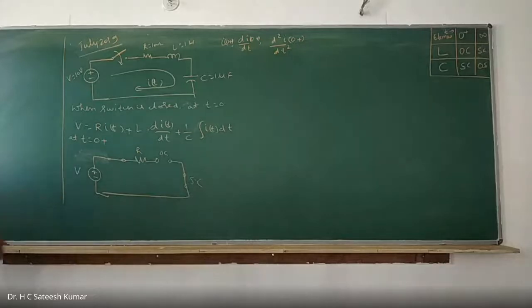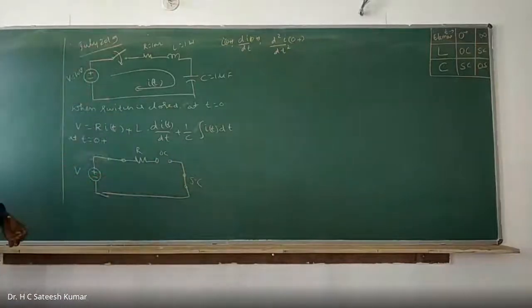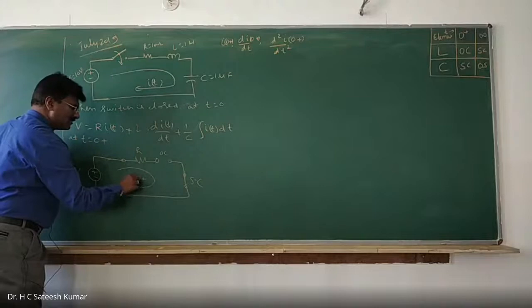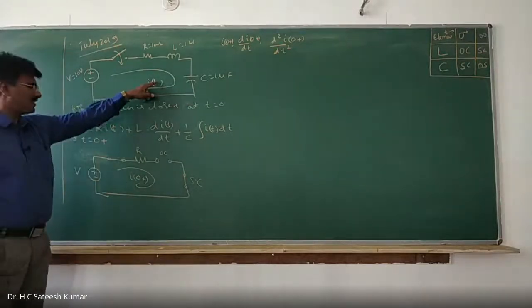So now what is it that we said? See that. How will you get it? Let us say this question is for 8 marks. 2 marks you will get for this itself. Just observe here. This is your I of t. At t is equal to 0 plus, I of t will become I of 0 plus, replace t by 0 plus.